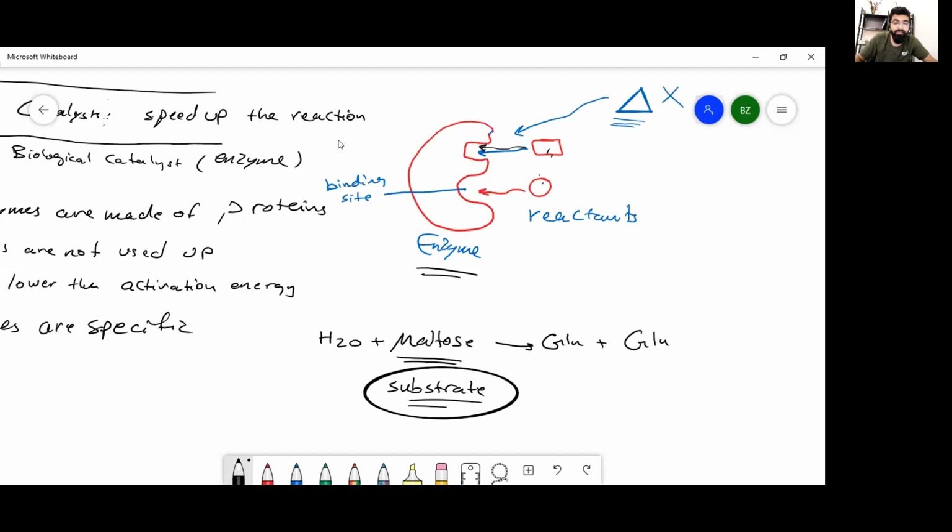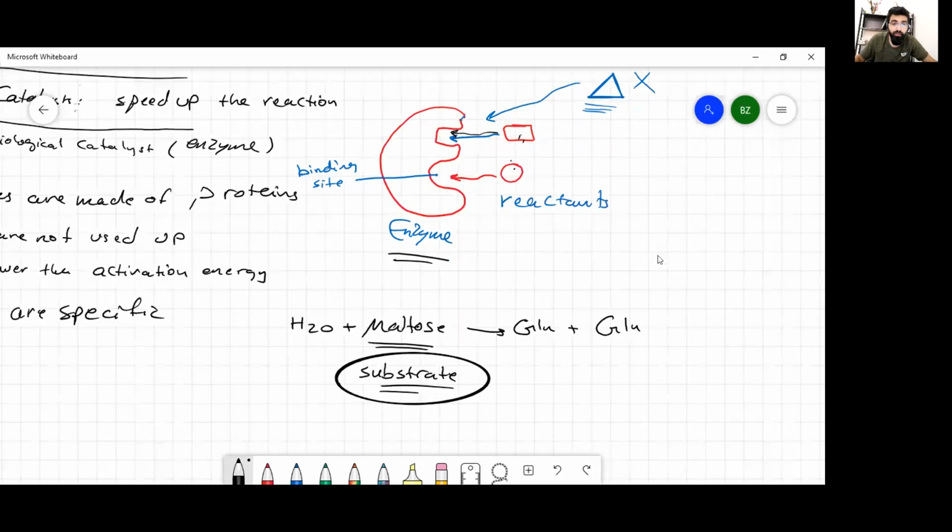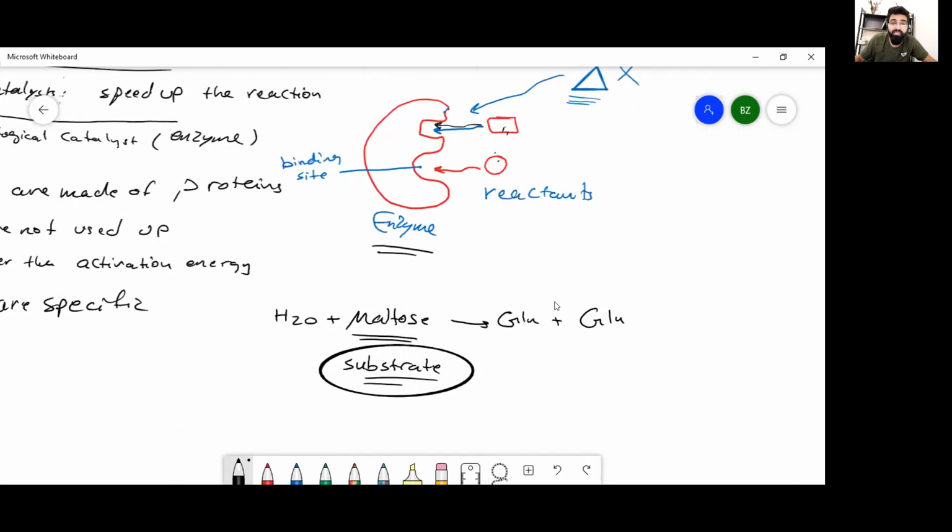Maltose, the maltose substrate is specific for specific enzymes. That's why scientists call the enzymes by adding ASE to the end of the substrate. This enzyme, we call it maltase. Adding ASE at the end. Maltase is the enzyme that breaks down maltose.